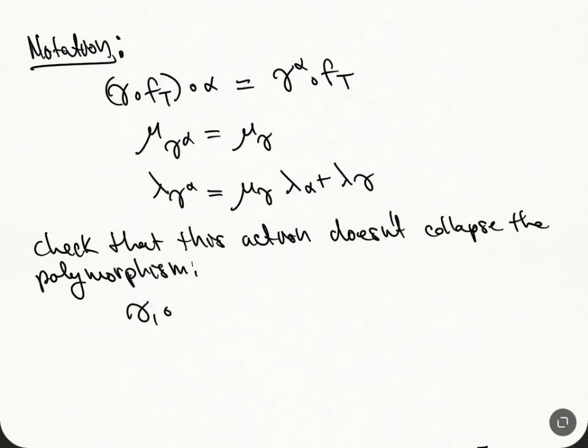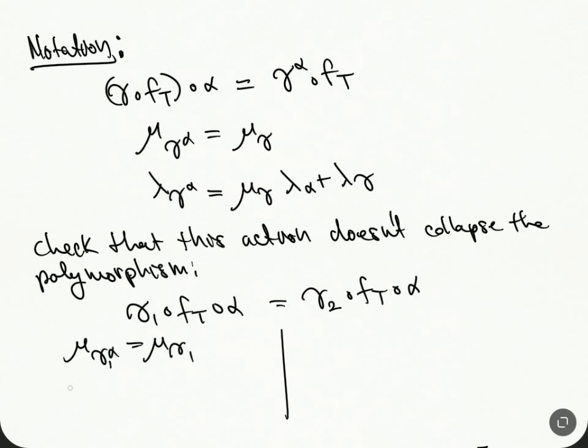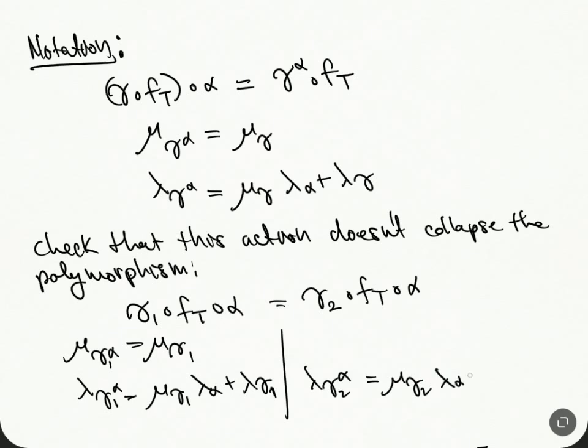So gamma, if we have two morphisms here, and we suppose that they're equal, then this tells us... well, let's just write down what these two things are. So mu gamma of alpha is equal to mu gamma 1, from what we saw before. And then we saw lambda gamma 1 of alpha is equal to mu gamma 1, lambda of alpha plus lambda of gamma 1. And then we do the same thing over here. Gamma 2 of alpha is mu gamma 2, lambda of alpha plus lambda of gamma 2. And then mu of gamma 2 of alpha is equal to mu of gamma 2.